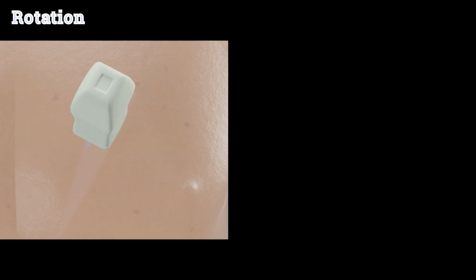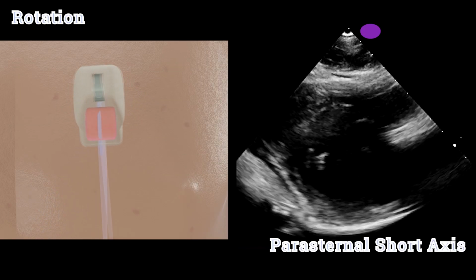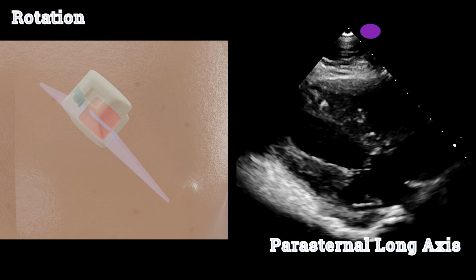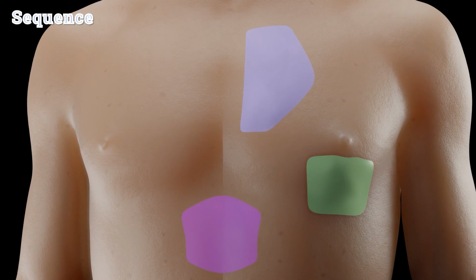Rotation. This is the probe rotation and occurs when you want to evaluate a structure at a different plane from the one you just did. An example will be going from the parasternal long axis to a short axis view, or the subcostal to an IVC view.